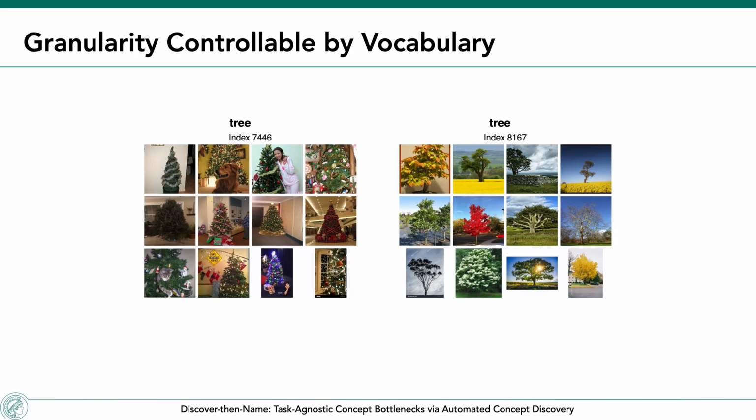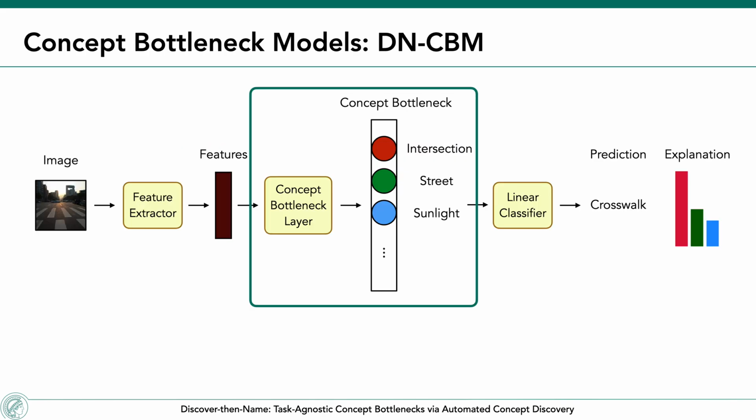Further, the vocabulary used can control the granularity of concept names. For example, both these concepts have been assigned to the same name, tree. However, a more appropriate name gets assigned when added to the vocabulary.